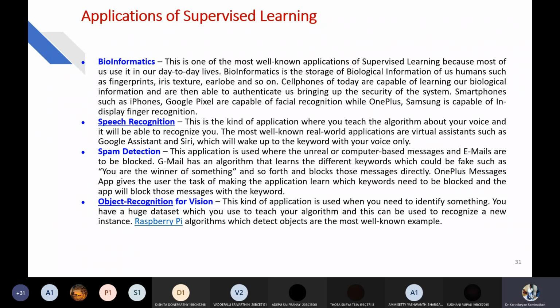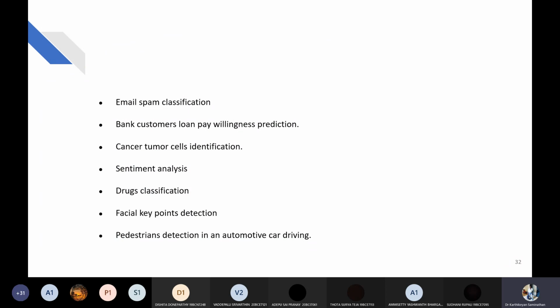So what are the applications of supervised learning overall? Supervised learning may be used in various fields: bioinformatics, speech recognition, spam detection, object recognition for vision, email spam classification, bank customers' loan repayment willingness prediction, cancer tumor cell identification, sentiment analysis, drug classification, facial key point detection and pedestrian detection in automatic car parking. If you read the titles, you can see these are all kinds of predictions, right?